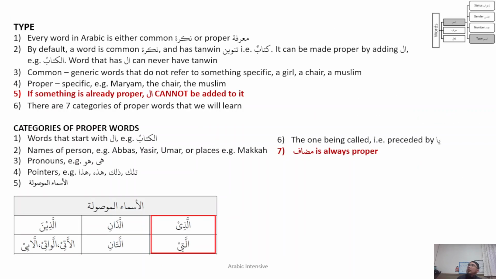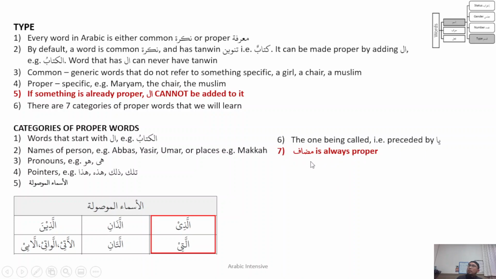This slide. So mudaf is always proper, and I even highlighted it in red because this is where the mistake usually is. Mudaf is proper, and then the word that starts with alif lam is proper. Names of people, like specific names like Abbas, or places, and pronouns huwa, hiya are proper as well. Pointers are also proper. Dhalika, hadha. This one just keep it for now, number 6. Don't have to remember that too much.